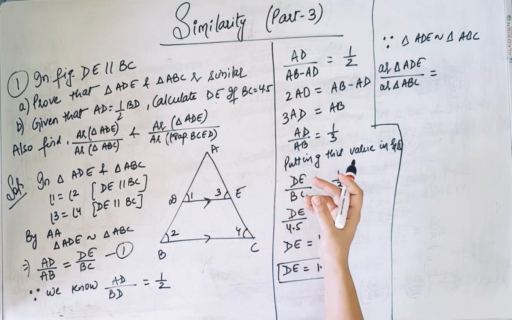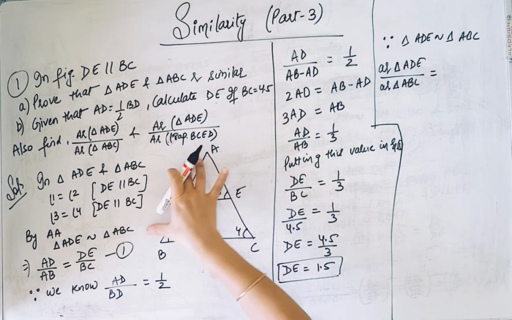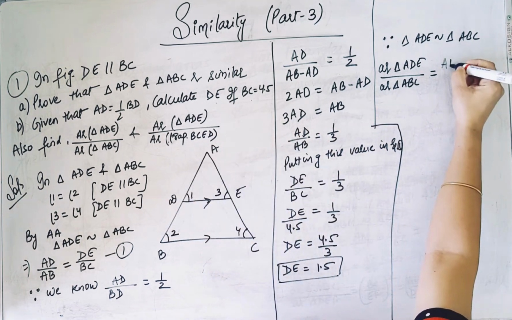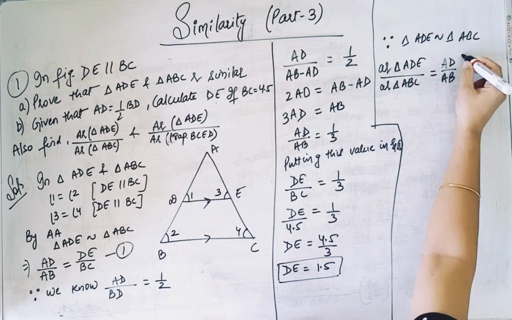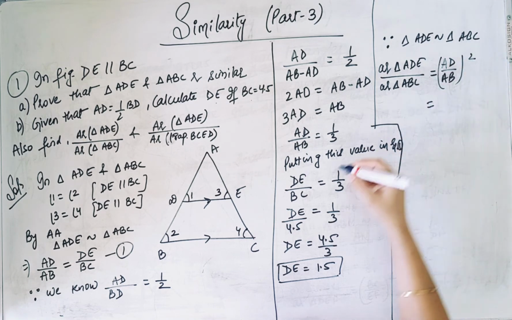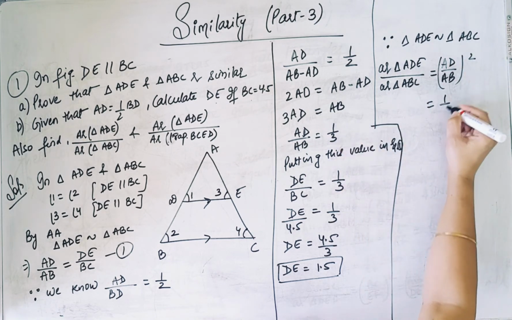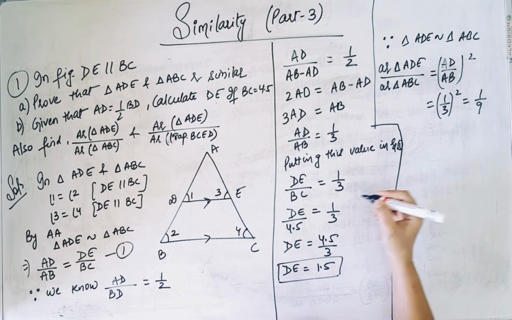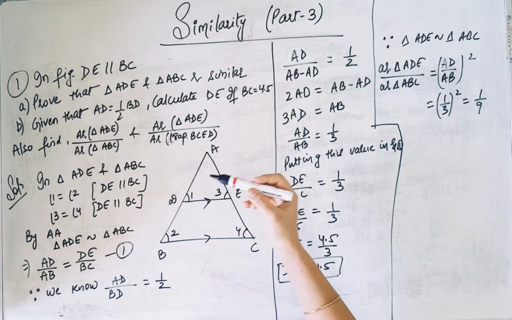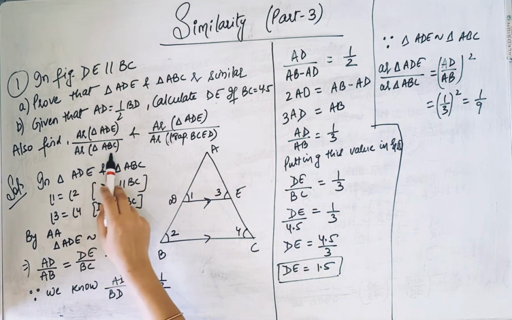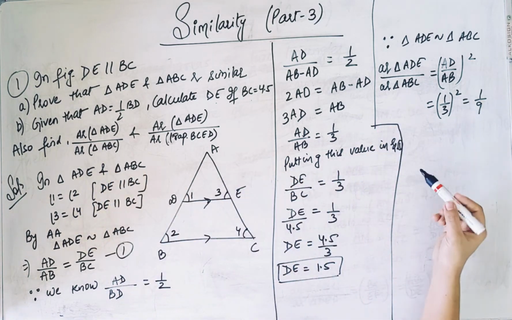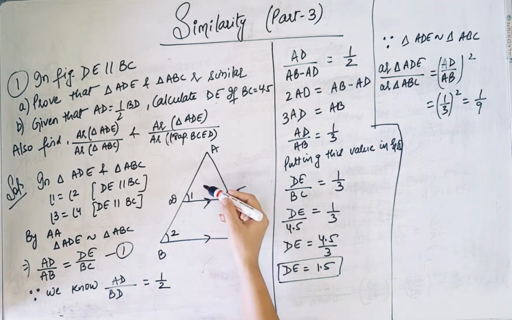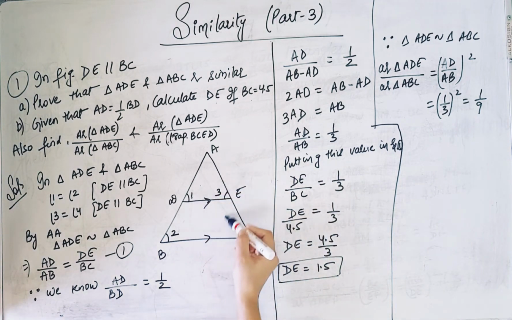Square of the corresponding sides, that is AD by AB square, AD by AB whole square. So AD by AB is 1/3. So I can write 1/3 whole square and this will be 1/9. So we have calculated area of triangle ADE upon area of triangle ABC is 1/9. Now I have to find ADE upon trapezium.